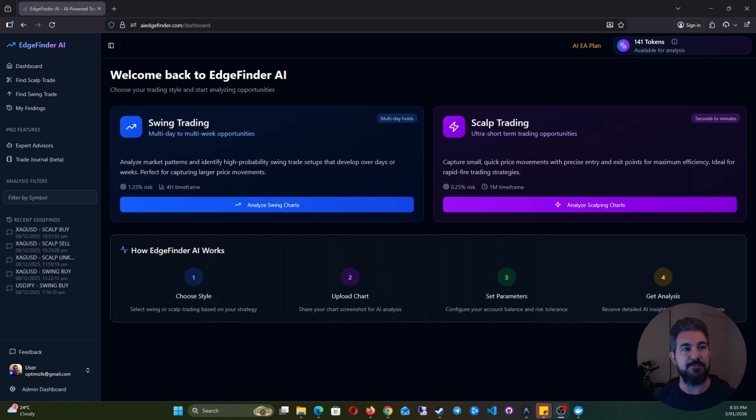On the left side you'll see that there is a dashboard, find scalp trade, find swing trade, my findings, and then pro features will have expert advisors if you've got that plan, and the trade journal. Now the trade journal is something that I'm currently building and it will be coming out soon, along with some other changes that I'm currently doing. So without further ado, let's have a quick look at what it currently looks like.